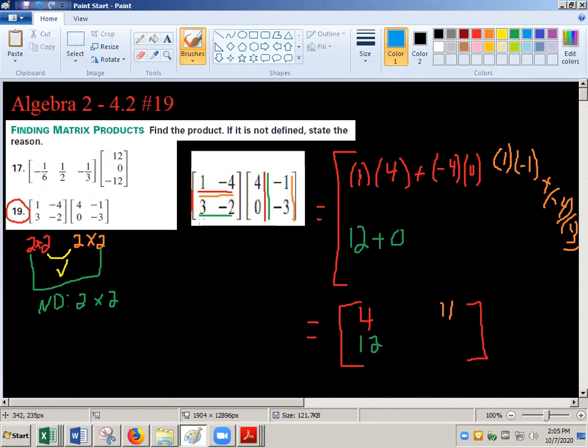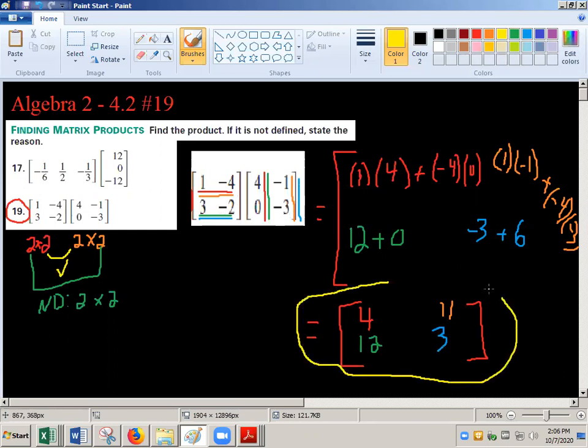And then for the last one, we have our 3 times negative 1, and negative 2 times negative 3. 3 times negative 1 gives me negative 3. Negative 2 times negative 3 gives me a positive 6. And so now I'm going to get 3 here. So the final answer for the product of these two matrices is this 2 by 2 matrix here: 4, 11, 12, 3. Any questions on this one?